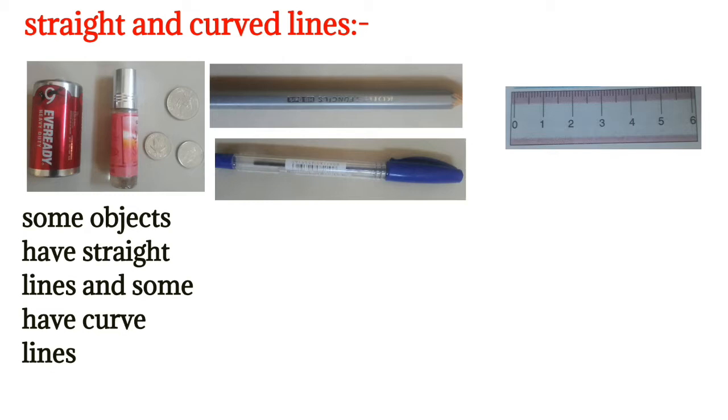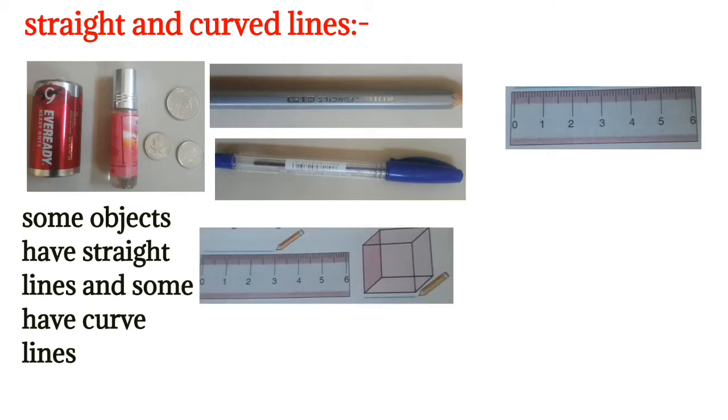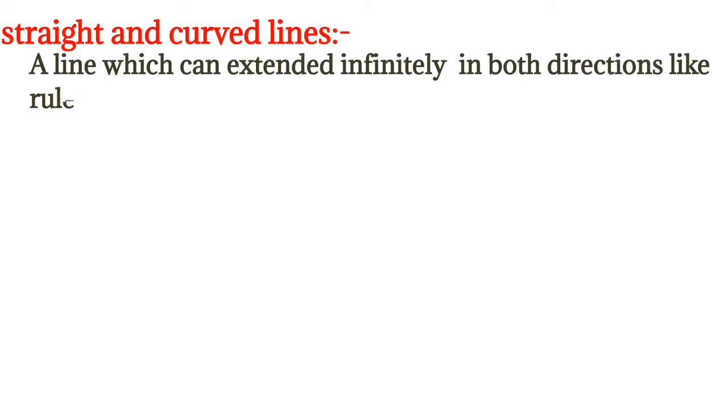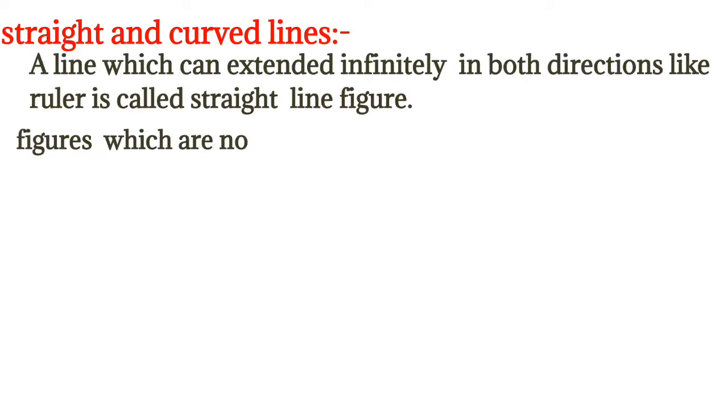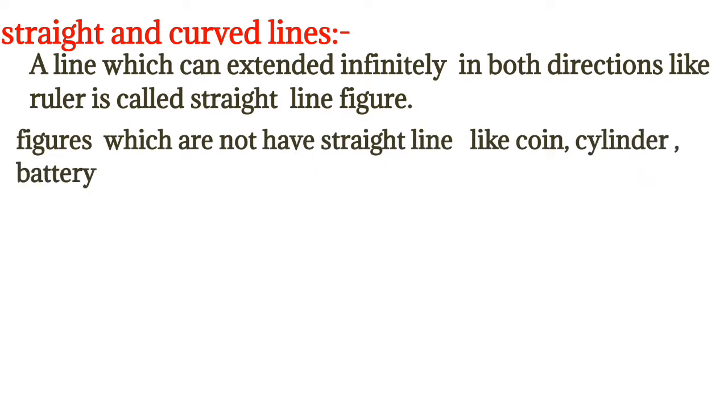If I draw on a paper, it will be a 2D shape. Suppose I draw a scale on paper, then I compulsorily need to draw a straight line. There will be no curved line on a scale. These types of shapes are called straight line figures. And a coin or ball, which do not have straight lines, those figures are called curved figures. A straight line is nothing but something which can extend in both directions.